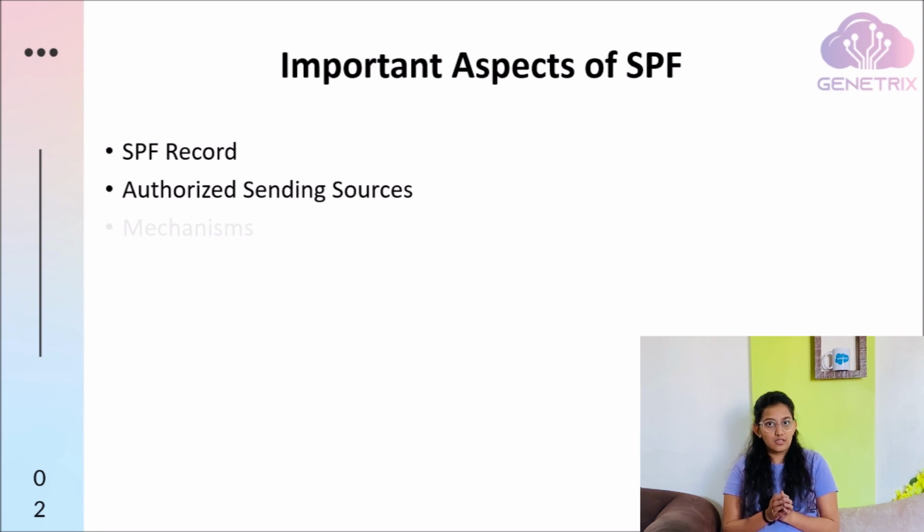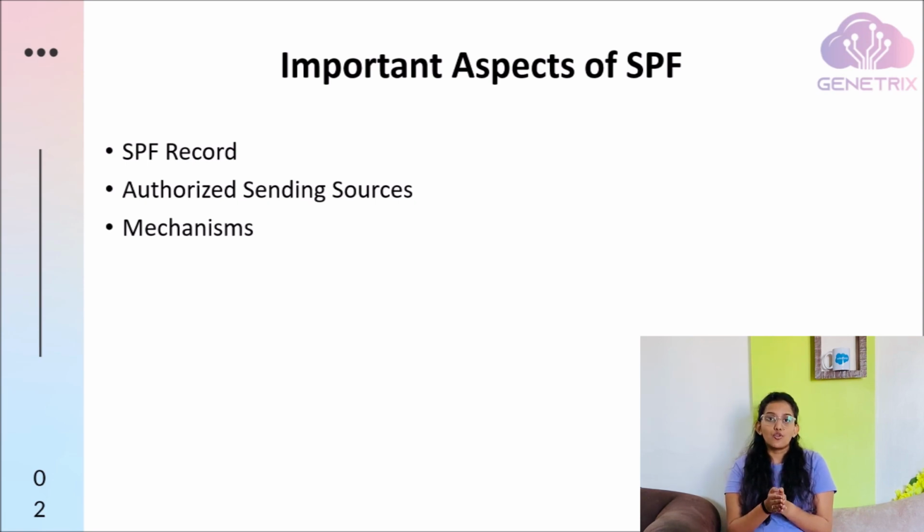Next, we check the mechanisms. SPF uses mechanisms to define the authorized sending sources. Common mechanisms include A, as in the letter A, MX, IP4, IP6, and include. We will have a better look at the mechanisms in the later part of this video.